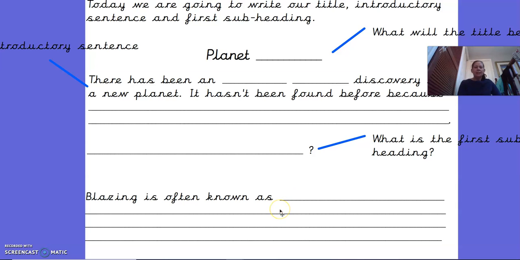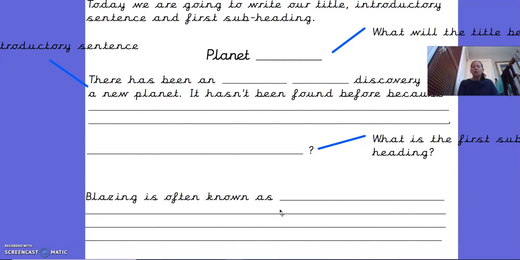So I would say, Blazing is often known as the fire planet because of its colour. When you look at it, you can see dark burnt patches and rivers of burning, glowing orange. It doesn't look smooth because of all the cracks. So I'm looking back at the information that I decided on my fact file from before, and then putting that into full sentences and writing it in under my subheading.